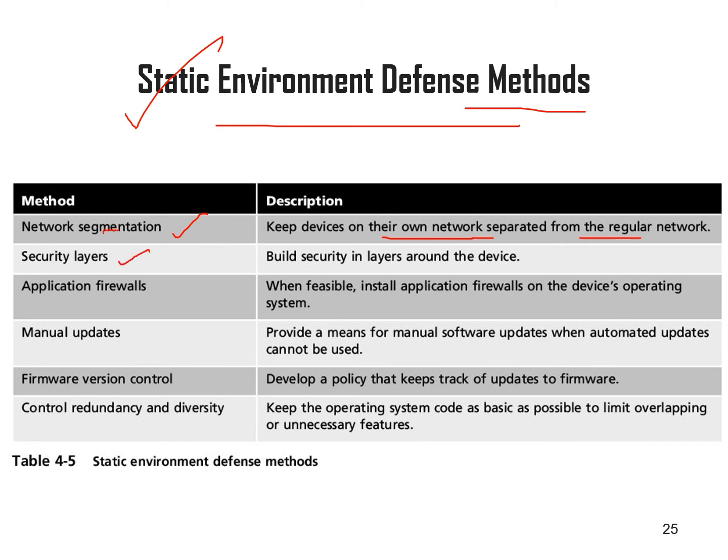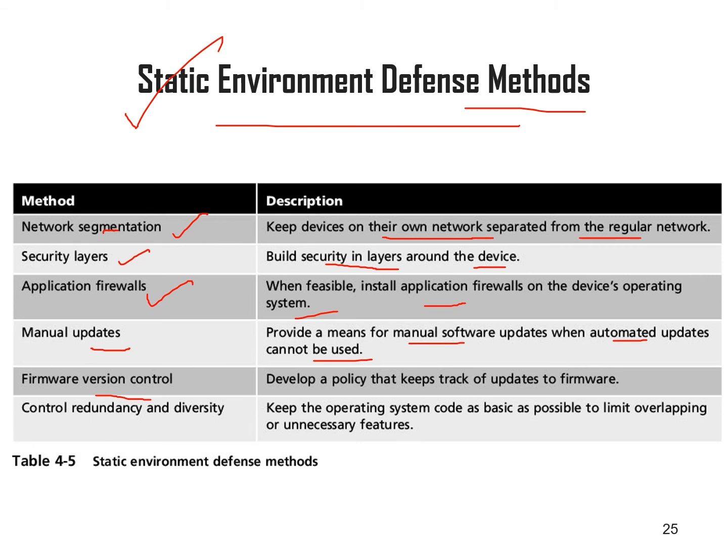Security layers: build security layers around the devices. We can do this thing. Application firewalls: when it is feasible, install application firewalls on the device operating systems. We can do this thing. Manual updates: provide a means of manual software updates when automated updates cannot be used. So if I am not able to update the particular static environmental devices, say for example a microprocessor or an embedded device, I can do a manual update also.